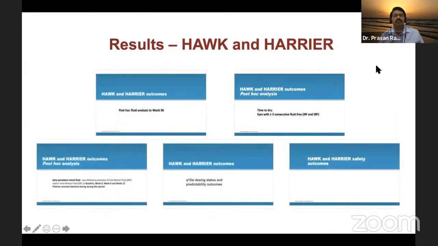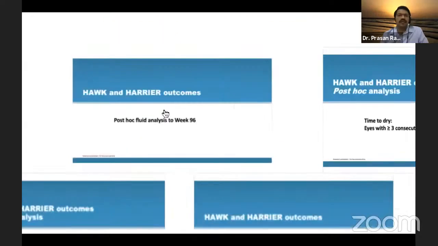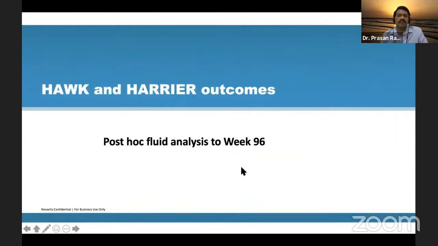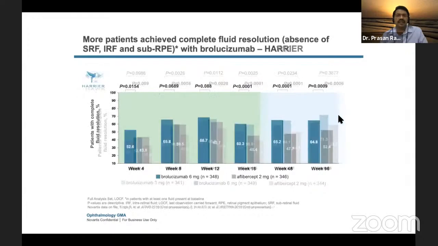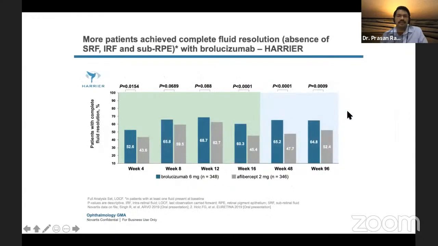Now let's look at the fluid results. When you look at the fluid results, as Dr. Ammar said, fluid is a very important thing. So let's look at the post-hoc fluid analysis at week 96. We are looking at patients who had resolution of fluid now. As Dr. Ammar said, if there's no fluid, that's what we finally want to achieve. There's complete fluid resolution, that means absence of subretinal fluid, intraretinal fluid, and sub-RPE fluid with brolucizumab at the various time points. These are all statistically significant, and similarly in HARRIER as well.